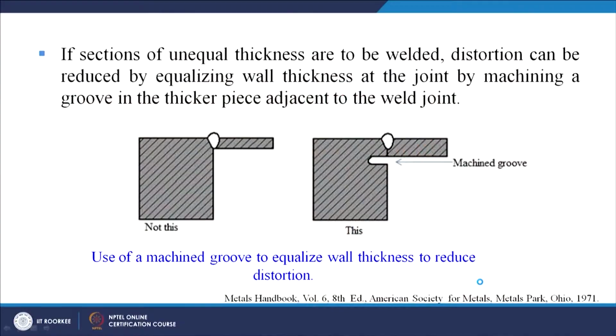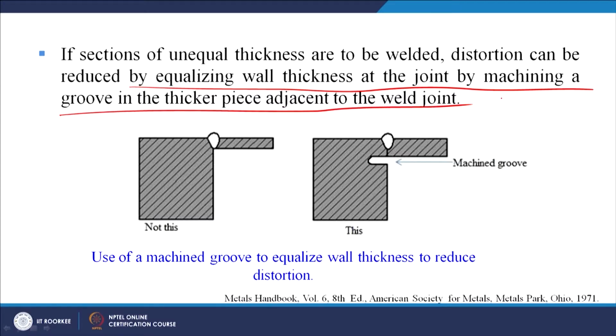Let us quickly have an understanding of some more guidelines before we wind up for today. If sections of unequal thicknesses are to be welded, which we have already discussed, distortion can be reduced by equalizing the wall thickness. This we have already taken in the beginning of today's session. So we must equalize the wall thickness at the joint by machining a groove in the thicker piece adjacent to the weld joint. How can we do this?